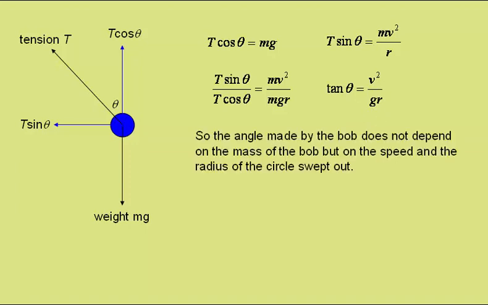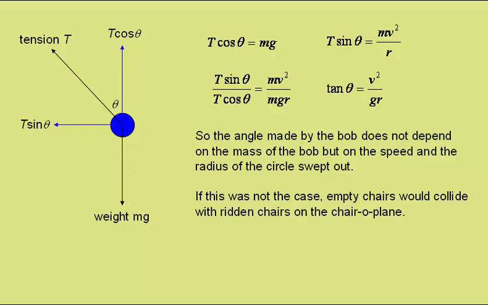The angle made by the bob does not depend on the mass of the bob, but only on the speed v of the bob and the radius r of the circle swept out. If this was not the case, the empty chairs would be colliding with the ridden chairs on the chairoplane.